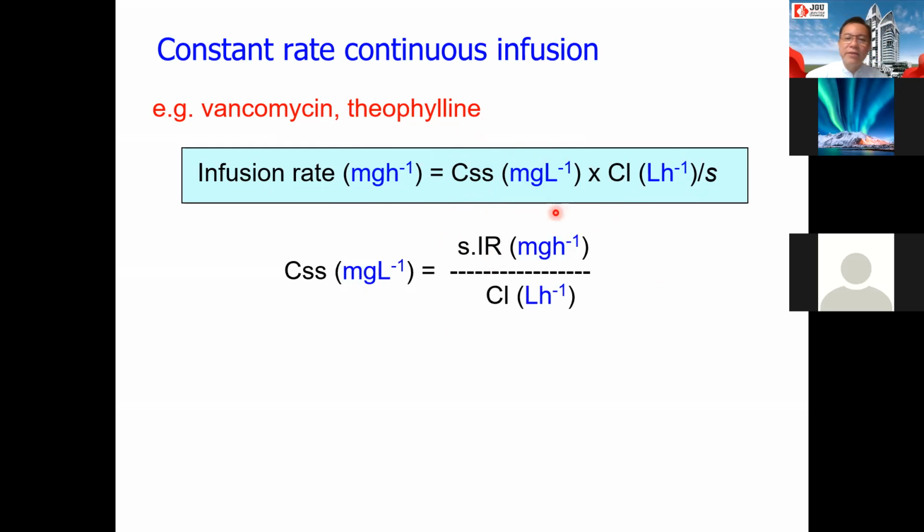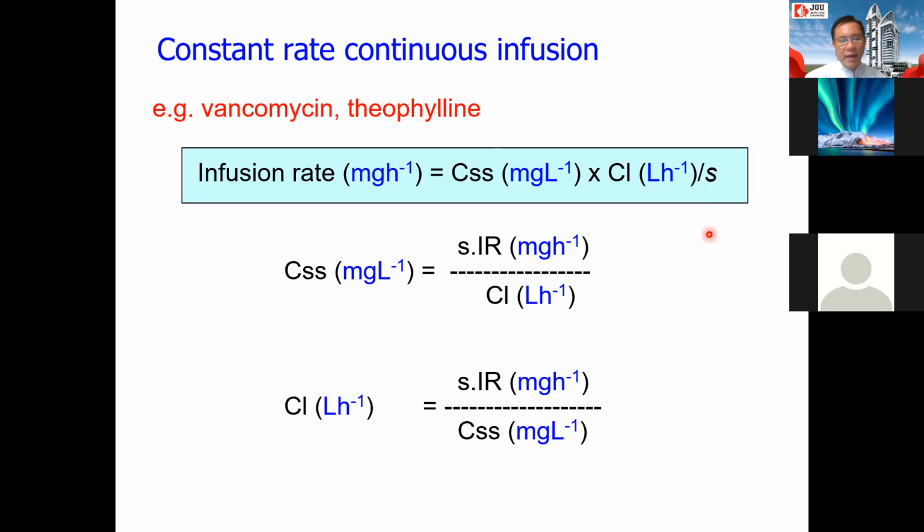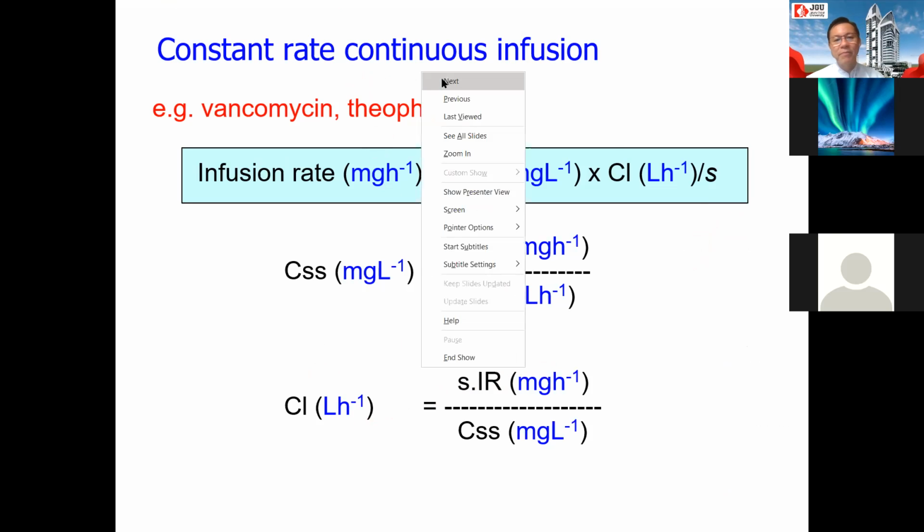CSS is infusion rate divided by clearance. And if we want to know the clearance, then it is the infusion rate divided by CSS. Understand this one? So as I said, the continuous infusion is the easiest model, besides bolus. Bolus is the easiest. Second easiest is continuous infusion.